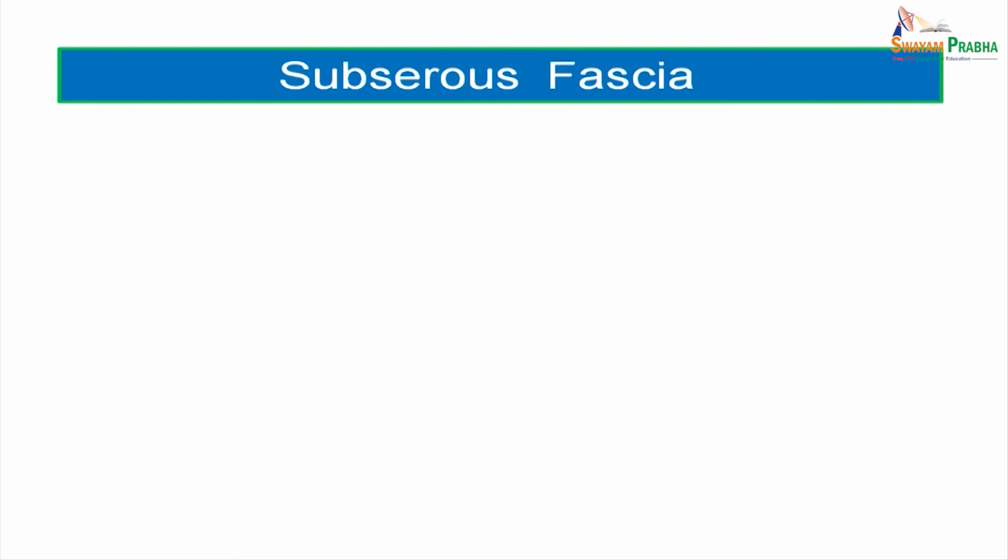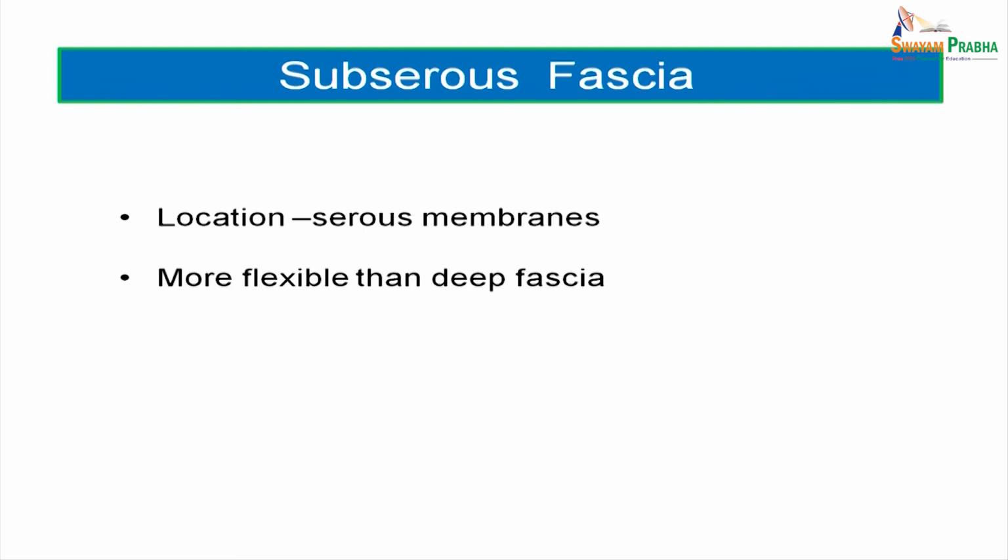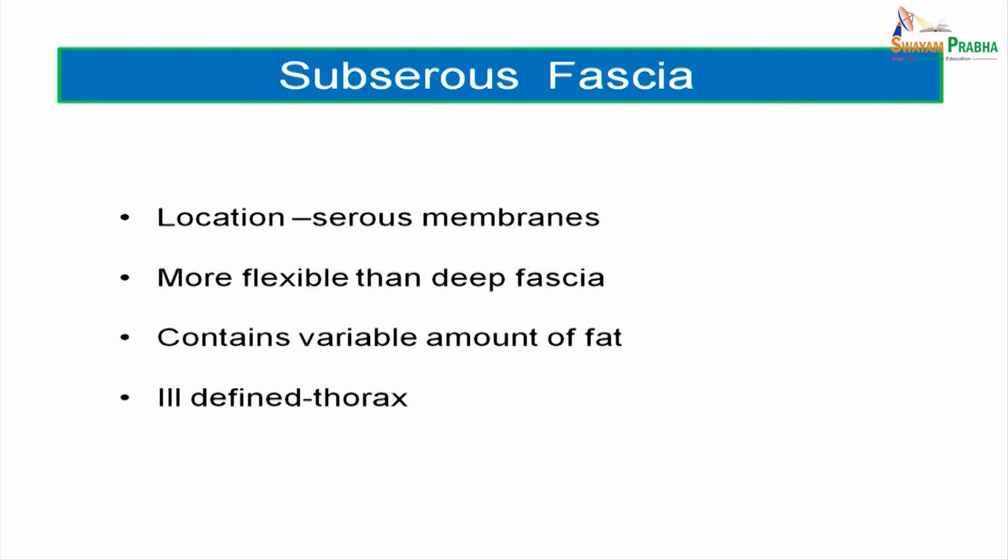So, like I already said, subserous fascia is not a very important fascia compared to the other two fascia. It is just present in relation to the serous membrane as a thin sheet, and it is more flexible compared to the deep fascia. And it contains variable amount of fat, and it is ill defined in the thorax, but well defined in the abdomen and pelvis. So, this is a very minimal fascia which is present closely in relation to serous membranes only. So, we do not talk much about this subserous fascia.